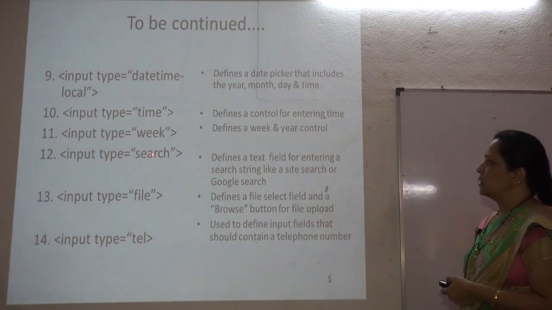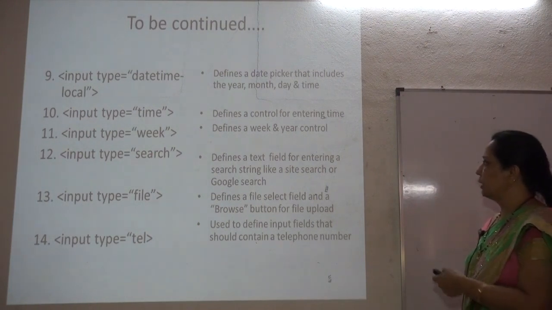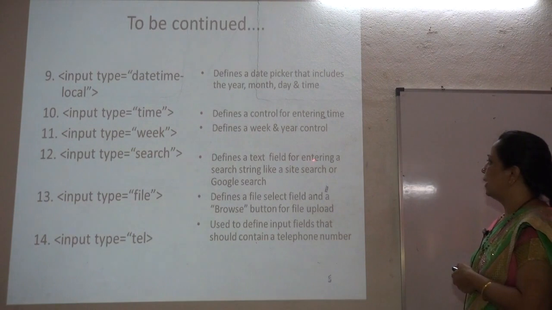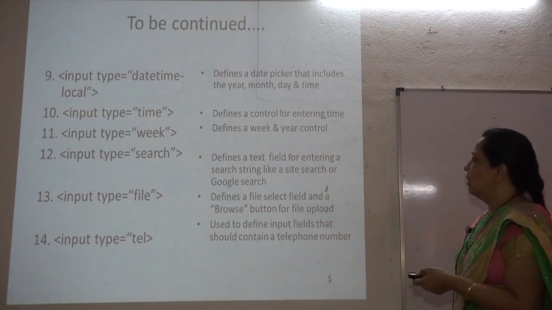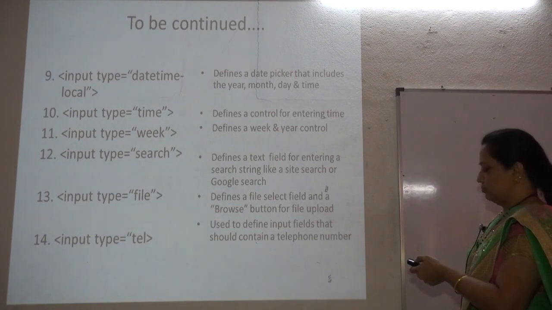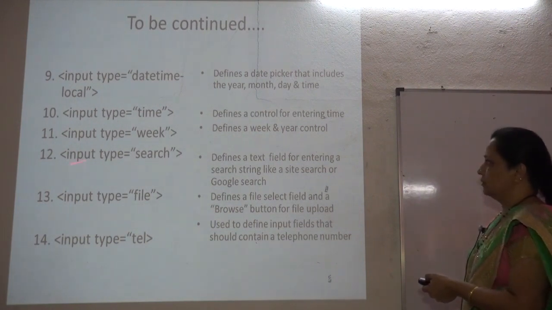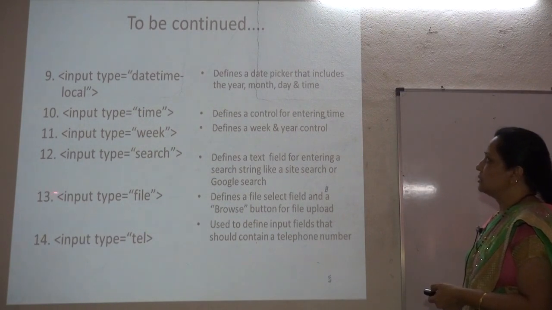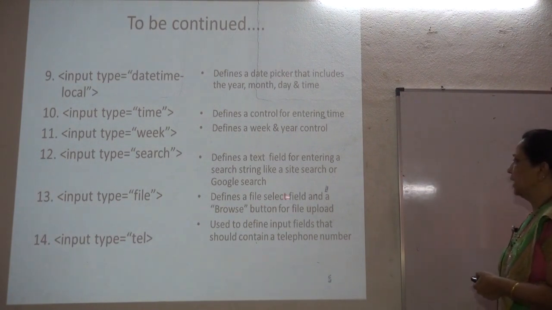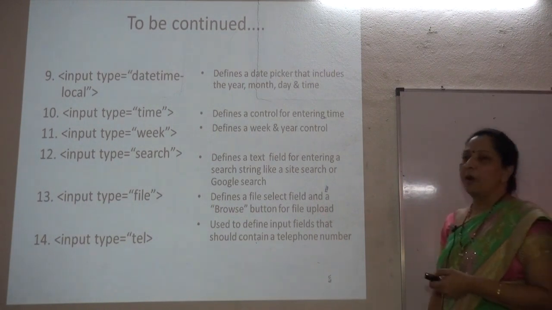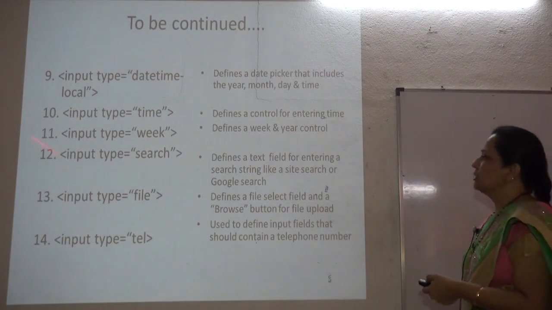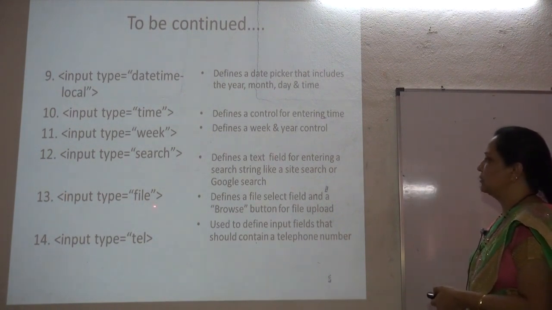Input type is equal to search. If we have to search something, it defines a text field for entering a search string, like a site search or Google search. Means what we have to search, we can write here in this type of format. Okay. Now the next input type is equal to file. It defines a file select field and a browse button for file upload. Means if we have to upload a file, we have to use this type of syntax. Input type is equal to file.